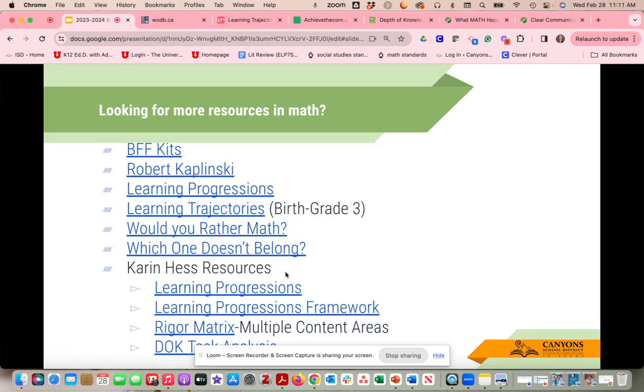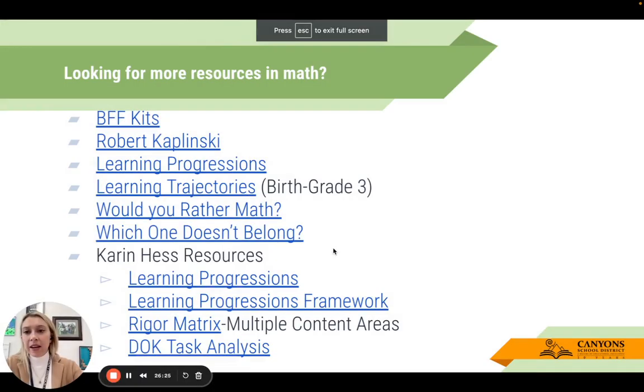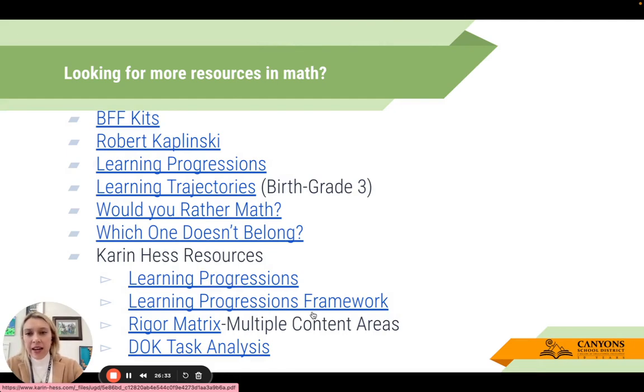The next one, these are some resources from Karen Hess. So there is a learning progressions document there. There is a framework for how to use the learning progressions, a rigor matrix. I did the link to all the content areas that she has up to this point in case you wanted to use this in another content area as well. But the math one is on there. I believe it's form two.